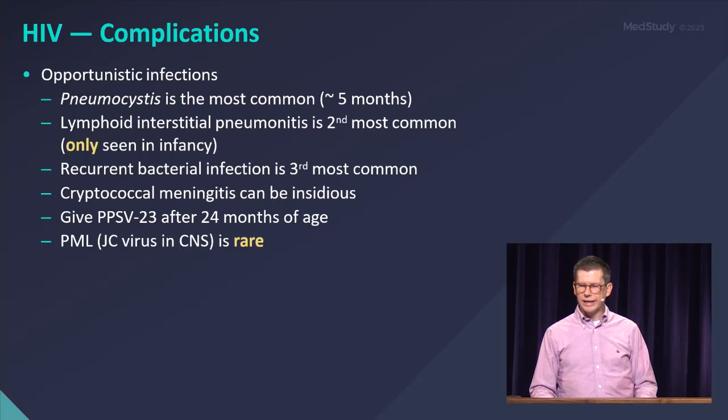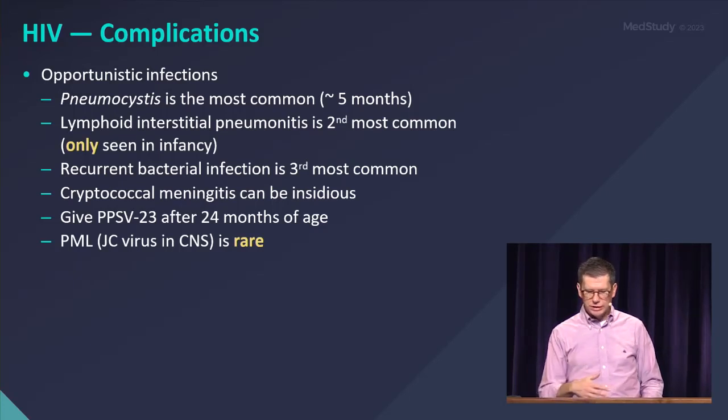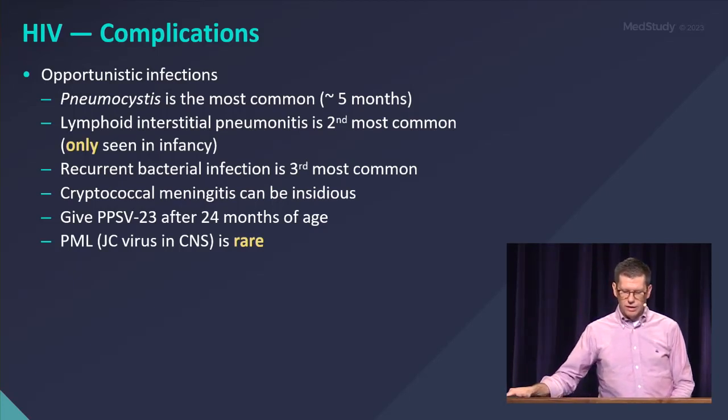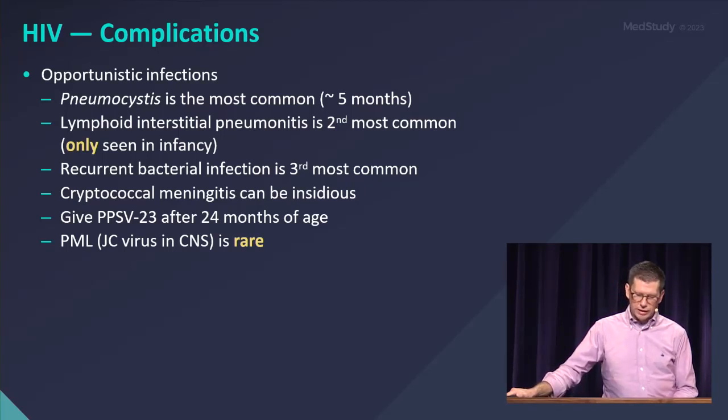Lymphoid interstitial pneumonitis is second most common. Typically, we only see that in infancy. And then recurrent bacterial infection is the third most common. We typically give the polysaccharide and pneumococcal vaccine when they turn 2. And then progressive multifocal leukoencephalopathy is pretty uncommon now in the era of antiretroviral therapy.